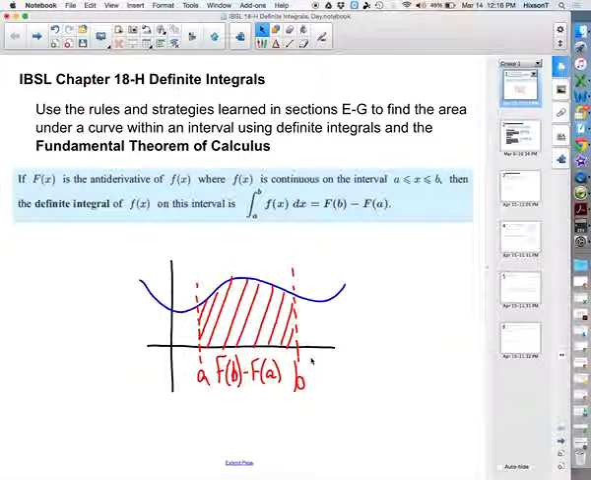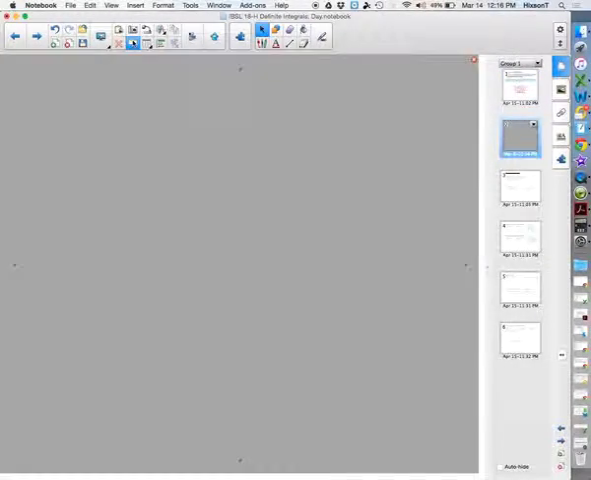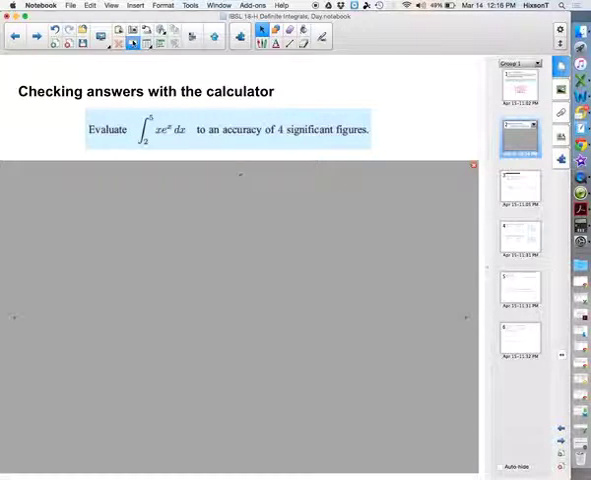So let's, first of all, take a look at this integral. We have the integral from 2 to 5 of x times e to the x dx. Now, the challenge with this one is the fact that x times e to the x dx cannot be done using any of our rules that we've learned so far.